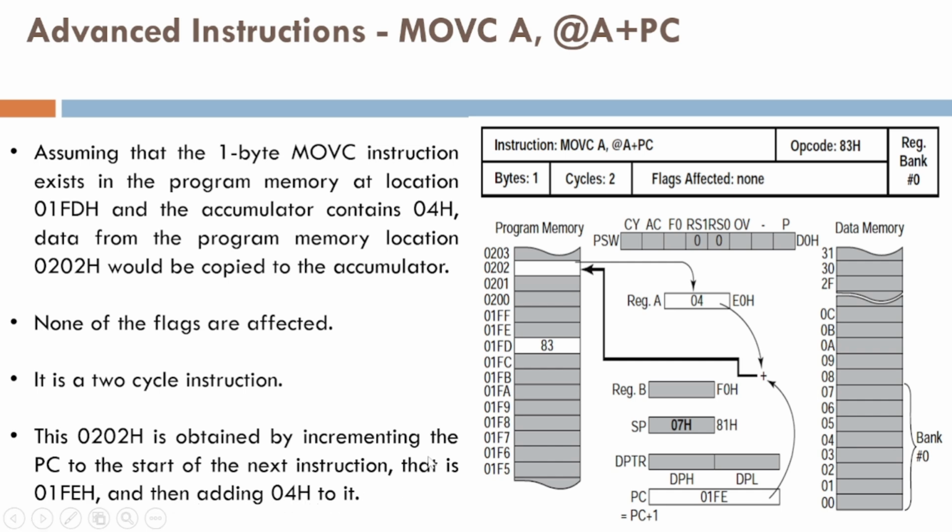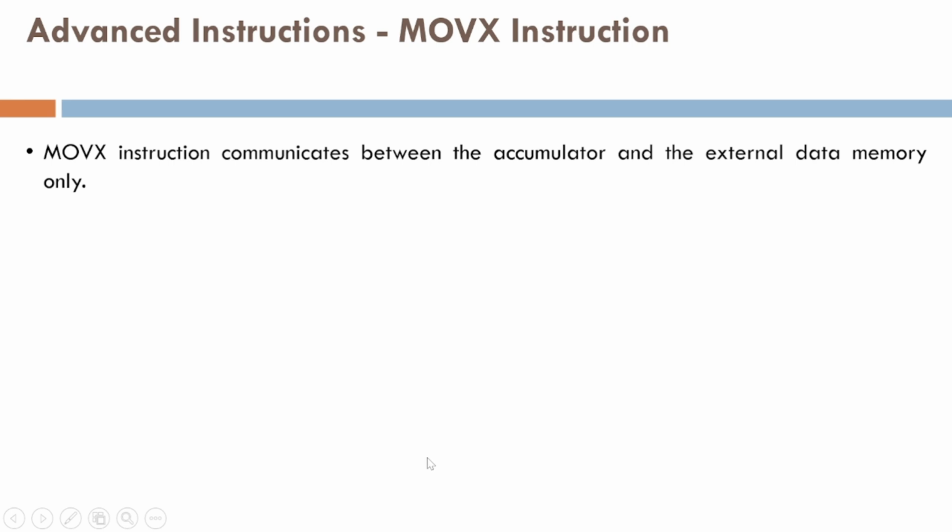Fine. Now, let's move on to the other instructions, in which we have the MOVX instruction. Now, the MOVX instruction communicates between the accumulator and external data memory only. Please be very careful in addressing these particular situations. This particular instruction, which is MOVX, communicates with the external memory. It doesn't communicate with the internal memory at all.